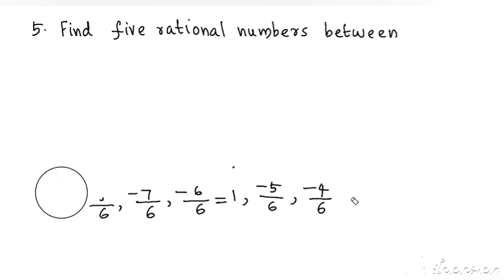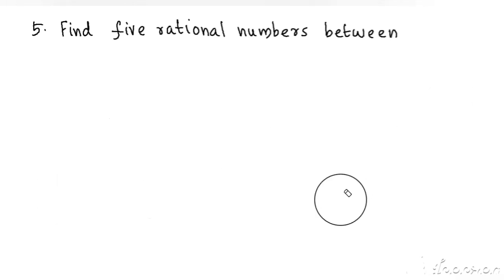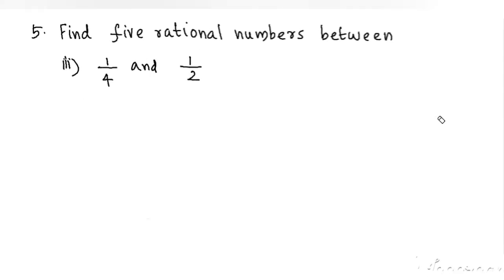That is a continuation of this problem. In that problem also, you need to find 5 rational numbers that lie in between 1 by 4 and 1 by 2. So we need to find 5 rational numbers. As we discussed in the last video, we have to take a large multiple, then only you will obtain 5 rational numbers. So I am going to multiply 1 by 4 by 12.